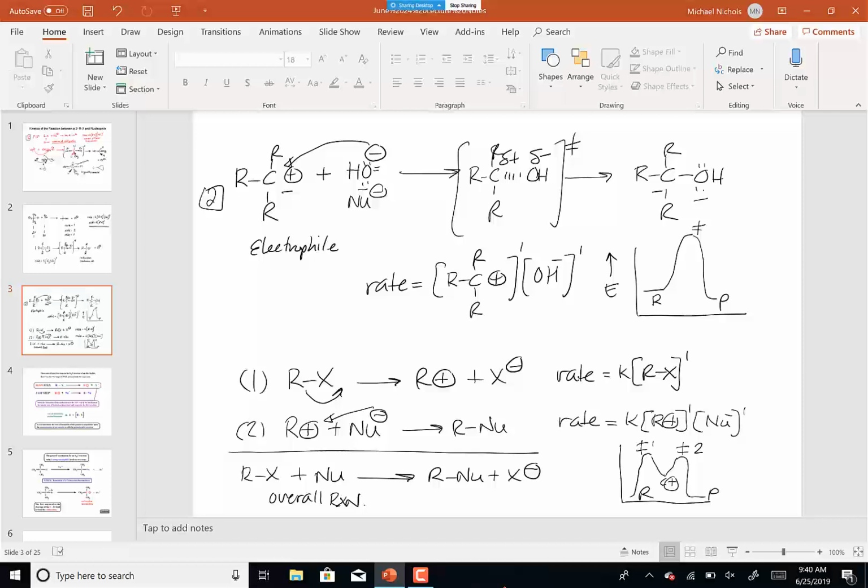Now I know a few things in order to write this diagram. First of all, whenever you're making and breaking bonds, those are going to be the transition states. And transition states are always higher in energy than anything else. This carbocation is unstable relative to the reactants and the products.